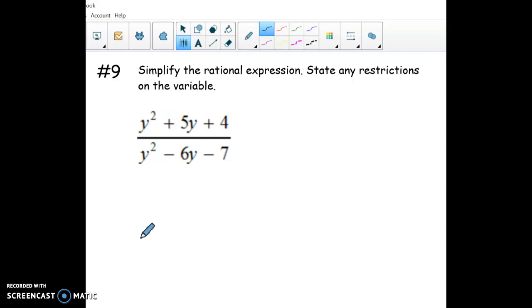Okay, so that's it for the graphing stuff. Now we're going to go into simplifying, adding, subtracting, multiplying, dividing rational expressions. That's what we did in the back half of chapter 8. So here we want to simplify and state any restrictions. So pause the video and give it a shot.